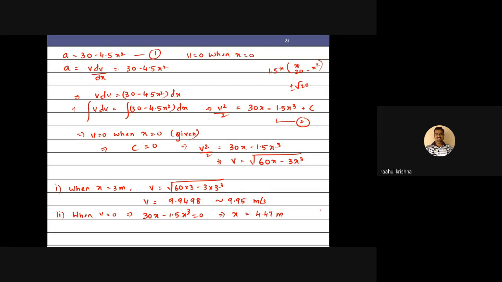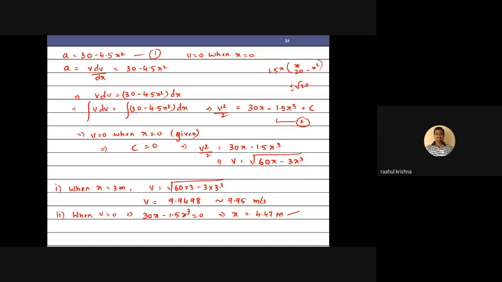But since we had considered the positive displacement earlier, in my first case it was given as x equal to 3 meters, so I am considering positive displacement. That's why I am taking only the positive value. This is my second case when my velocity equals 0, then the whole expression becomes 0, and hence I get the value of x as 4.47.